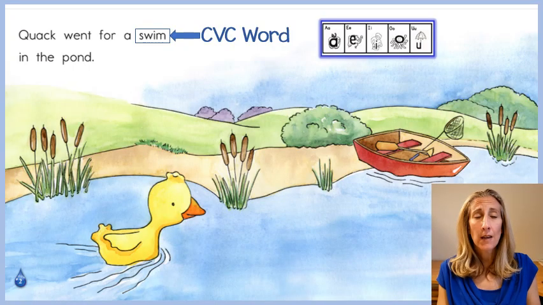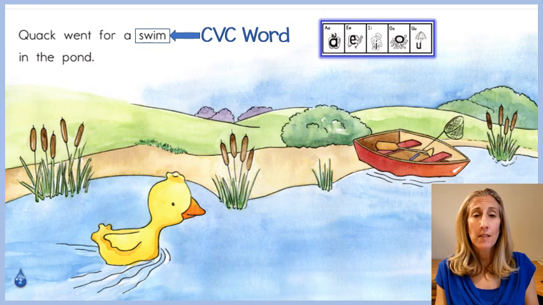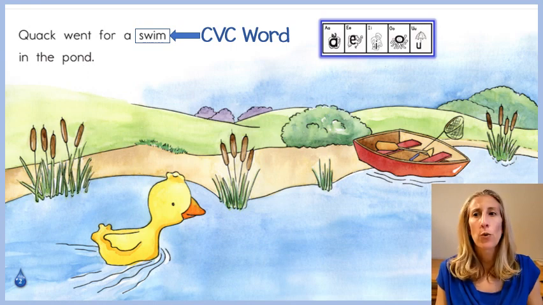So when I see the word that's inside of the box, I'm going to say blank. It's going to mean that I have to work on that word. Let's get started. Quack went for a blank in the pond. So I know this is a CVC word, so I know that the vowel, the I in that word, is going to say eh. I'm going to say swa, eh, swim. Quack went for a swim in the pond.